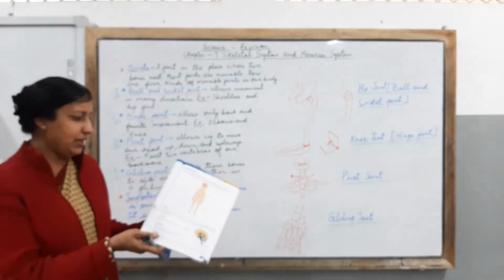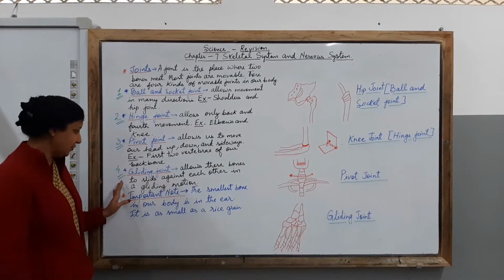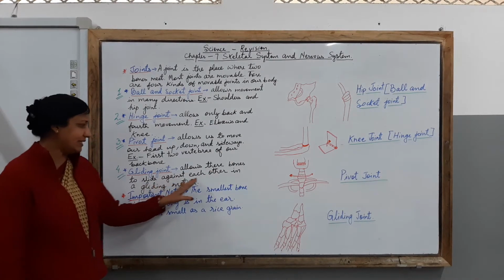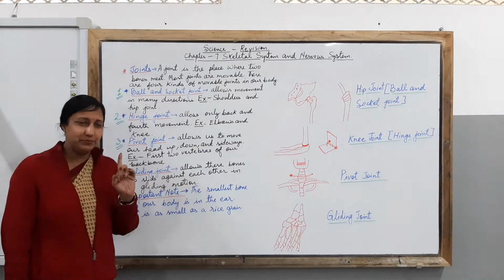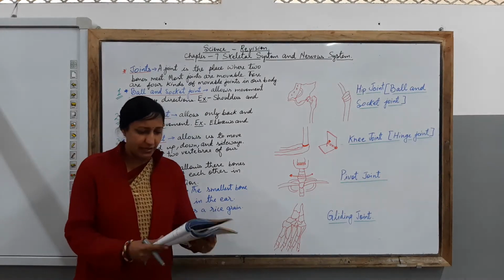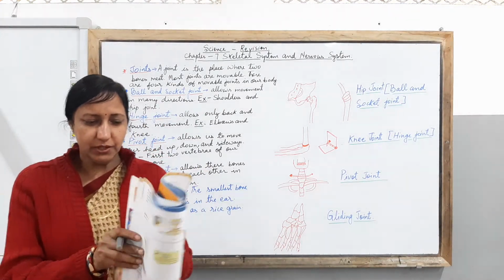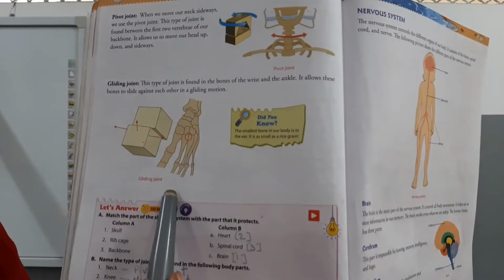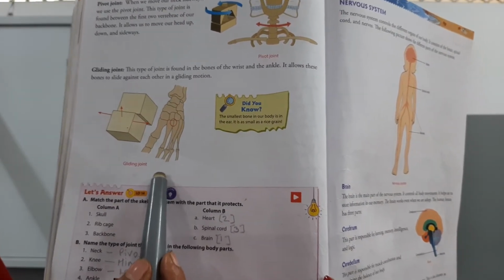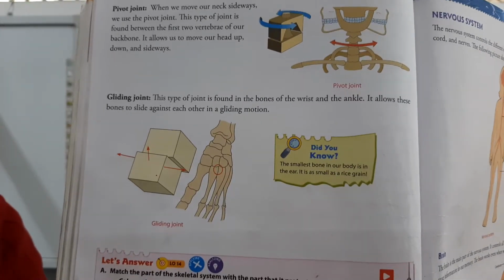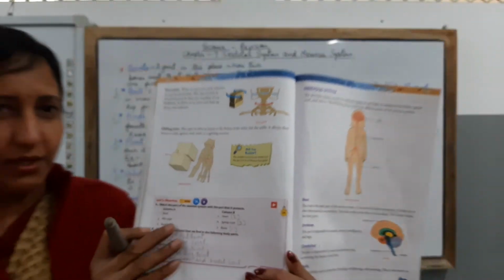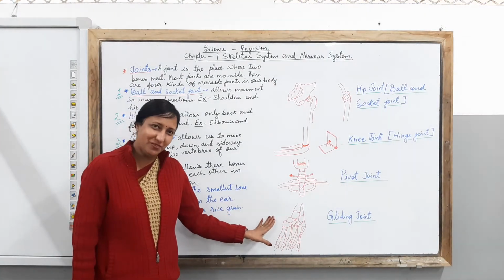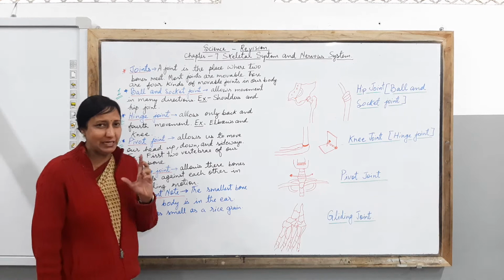And then, children, we come to the last joint, that is the gliding joint, that allows bones to slide against each other in a gliding motion. Here, with the help of a diagram, I have shown you the kind of joint it is. The last one, shown here in your textbook also, is the gliding joint. I hope you understand with the help of this diagram, which I have already drawn on the board for you all, to make you understand very clearly.